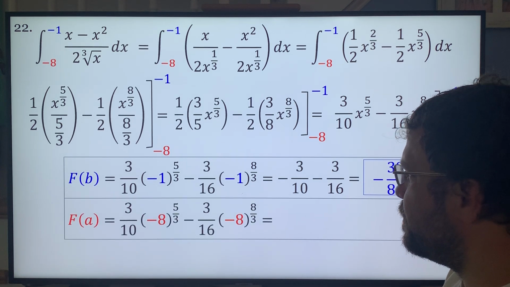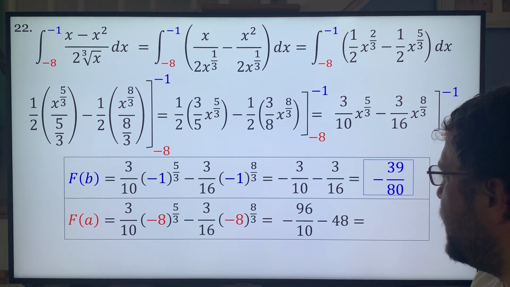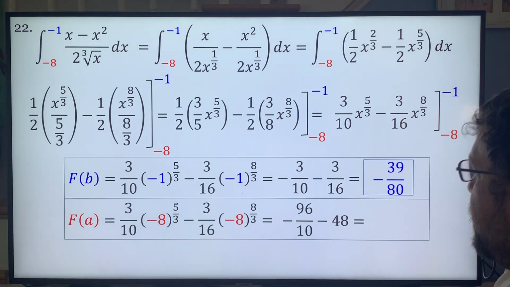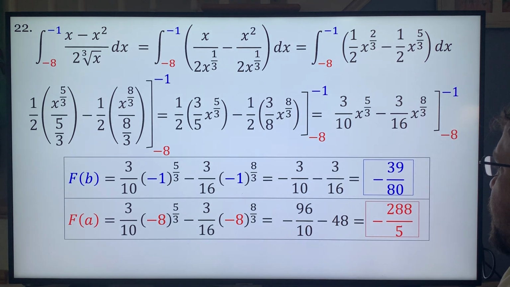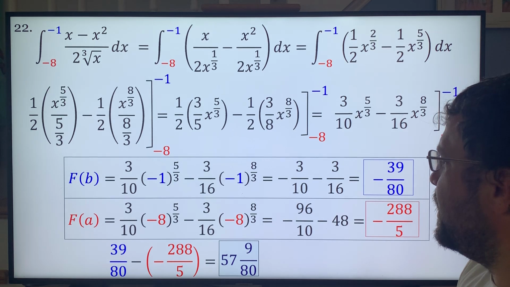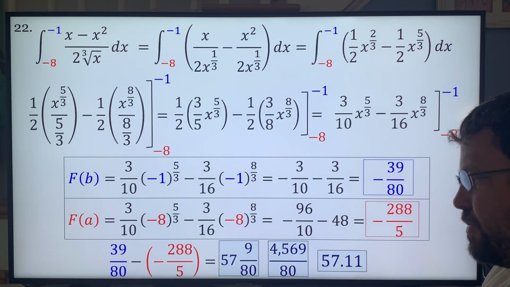Type it in: -8. You get -96 over 10 minus 48. All right, so -96 over 10 minus 480 over 10 gives you -288 over 5. That equals about, oh, that's a big number. 57.6. So you subtract the 2, use a calculator, you get 57 and 9/80ths, or that over 80, or 57.11.